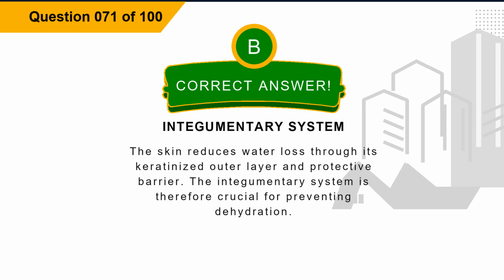Explanation: the skin reduces water loss through its keratinized outer layer and protective barrier. The integumentary system is therefore crucial for preventing dehydration.